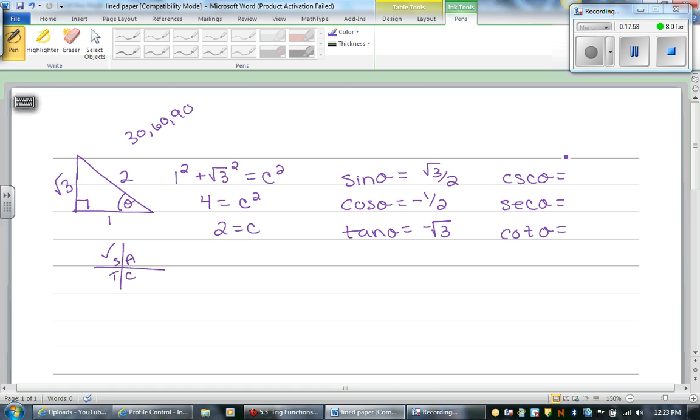I'm going to go ahead and take these reciprocals. 2 over the square root of 3, and we know we're going to have to adjust that. Multiply by the square root of 3 over the square root of 3. 2 square roots of 3 over 3. Negative 2 over 1, or just negative 2. And then negative 1 over the square root of 3. Of course, we're going to have to rationalize. So negative square root of 3 over 3.